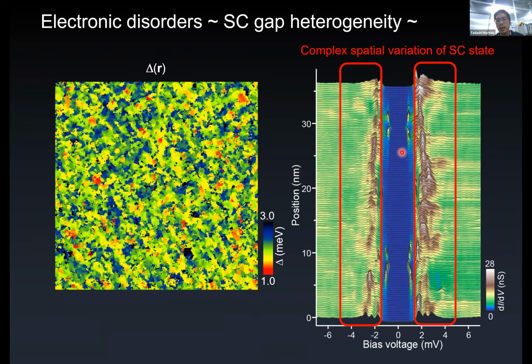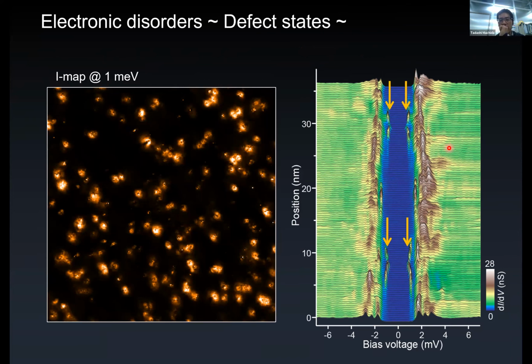If we take a careful look within the superconducting gap, we found some pairs of peaks within the gap, as shown by these orange arrows. To visualize the spatial distribution of these in-gap states, we mapped out the energy-integrated local density of states within the superconducting gap, as shown here like that. As you can see, there are many localized features, which are randomly distributed.